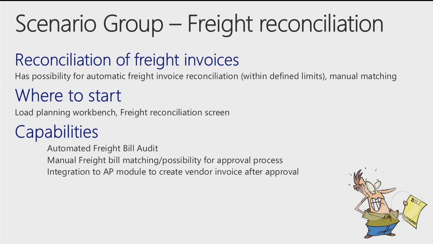Just to mention that this freight reconciliation process should not be confused with the accounts payable invoice reconciliation. This is of a pure operational nature, where the transportation coordinator matches the freight accruals together with the invoice lines received from the carrier. And this can be done either from the load planning workbench, where the user can select a certain load and then go to the invoice matching, or go to a freight reconciliation screen from where all the invoices can be matched.